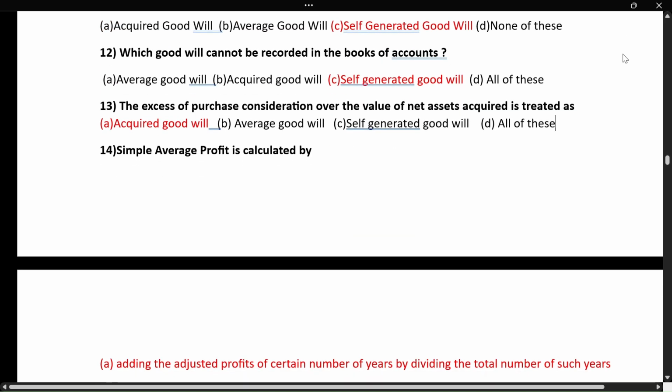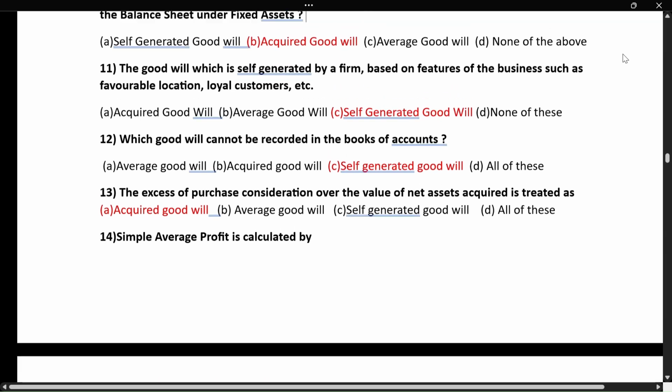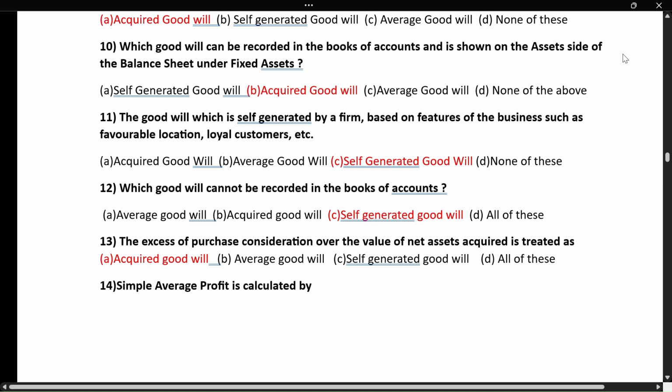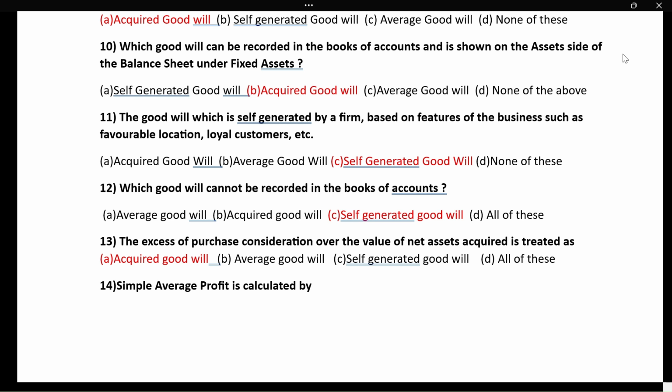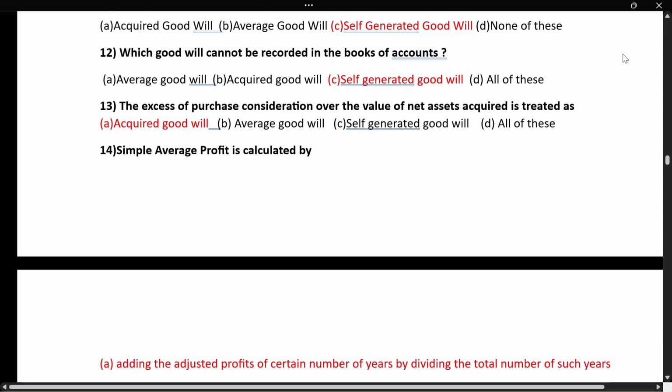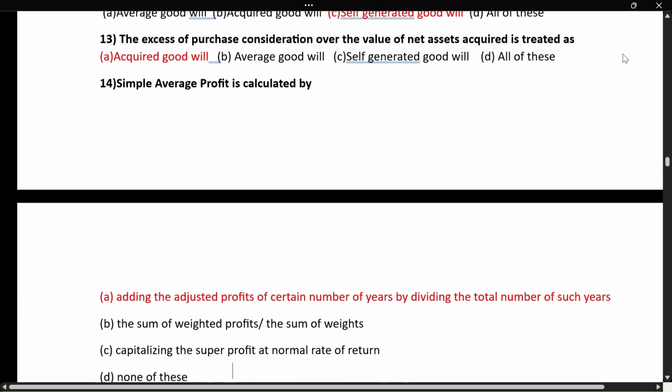Which goodwill can be recorded in the books of accounts and is shown on the asset side of the balance sheet under the fixed assets? Acquired goodwill. The goodwill which is generated by a firm based on the features of the business such as favorable location, loyal customers, etc., is termed as self-generated goodwill, which cannot be recorded in the books of accounts. The excess of purchase consideration over the value of net assets acquired is treated as acquired goodwill.